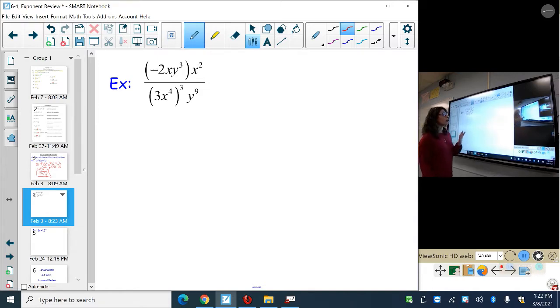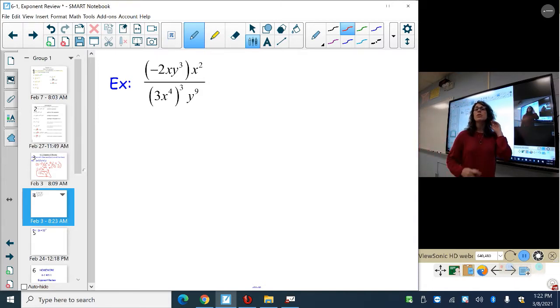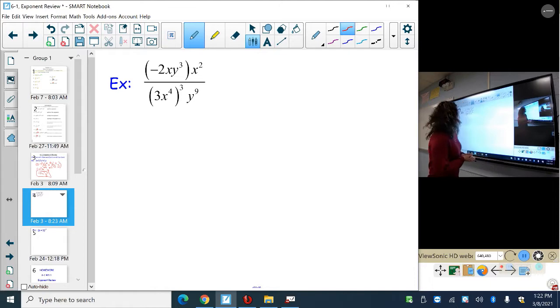Now, this problem looks a little bit harder, but it's still the same exact concept. So we're going to look for any exponents on the outside. Do I have any exponents on the outside of this? That's a 1, so therefore I don't. So I really don't even need those parentheses there.